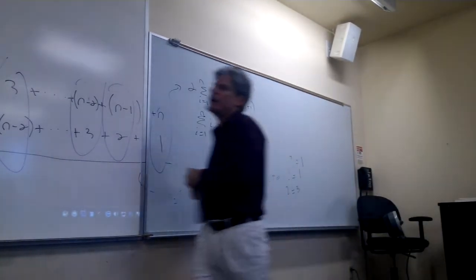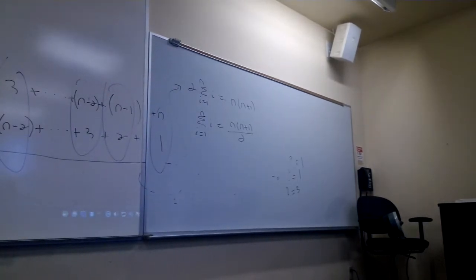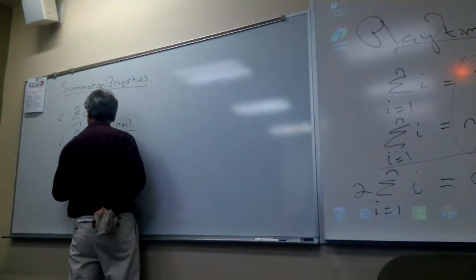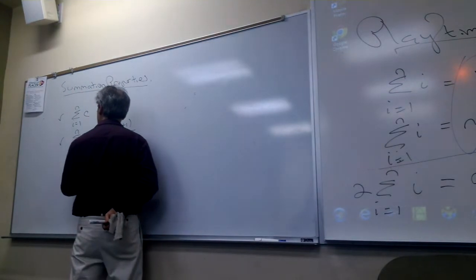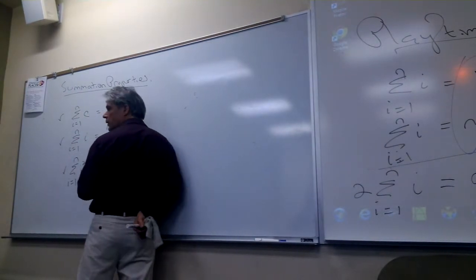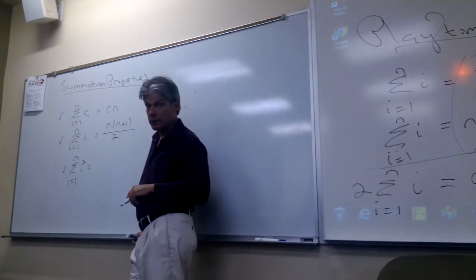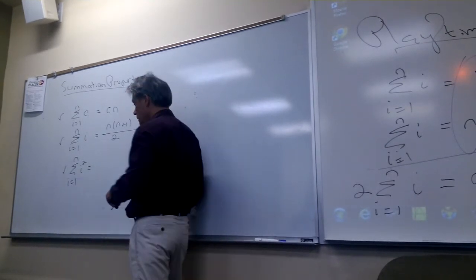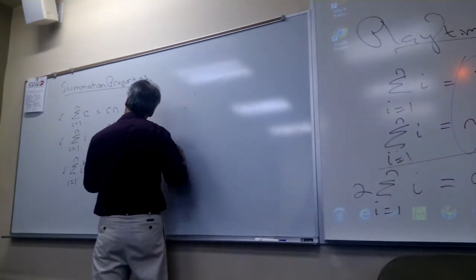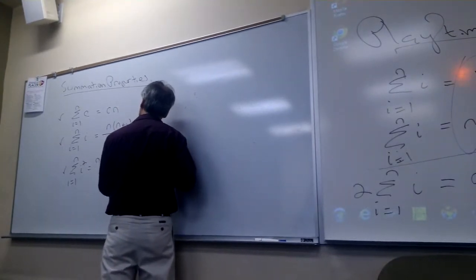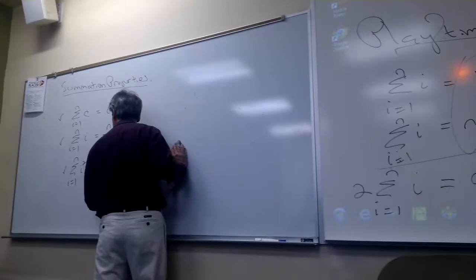Well, I'm afraid I need another nifty little identity. Namely, how can I take the sum as i ranges from 1 to n of i squared? This time around, instead of deriving it, can I just give it to you? It's n times n plus 1 times 2n plus 1, all divided by 6.